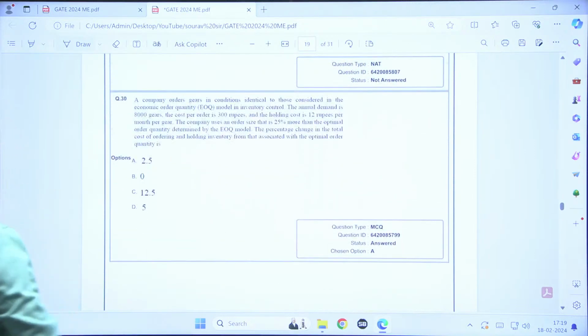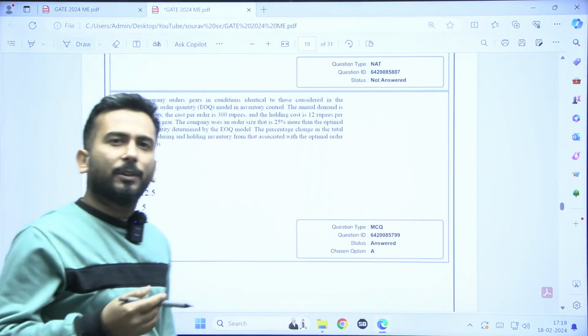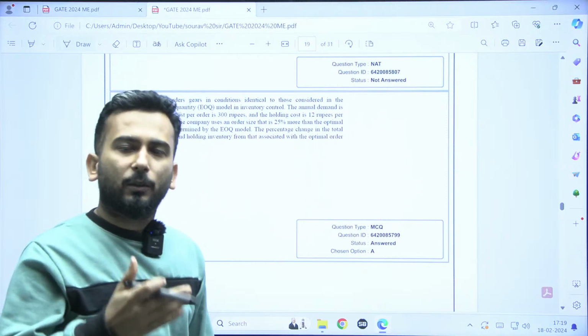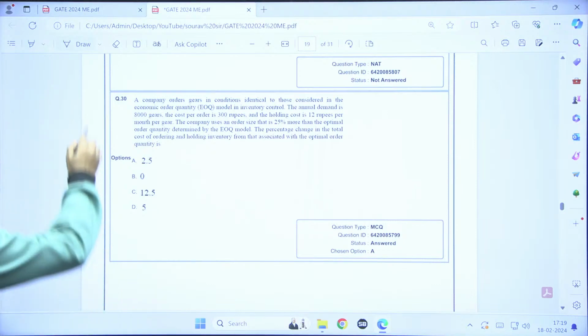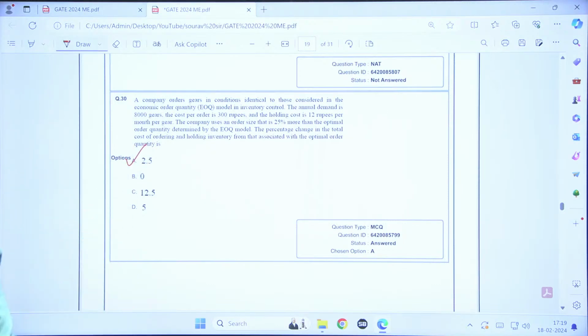So question 30, everyone knows that inventory is one of the very important topics when it comes to industrial engineering, and the answer for this is A, that is 2.5.